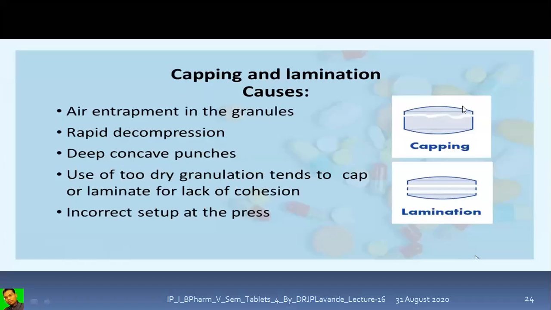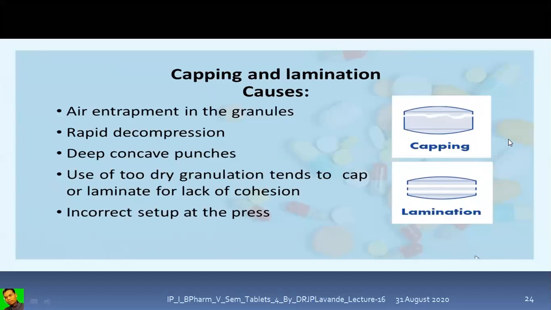You can see it is particularly associated with this. The deeper this portion is, the more air gets entrapped. That air must escape, but as it is a closed assembly, that is the die and the upper and lower punches, if the air does not escape, it will exert pressure from inside onto this crown and onto these layers, which leads to capping and lamination. Use of too dry granulation tends to cap or laminate for lack of cohesion.